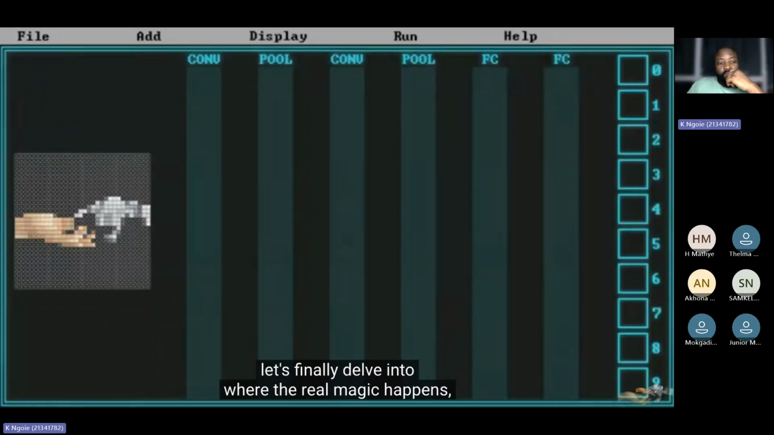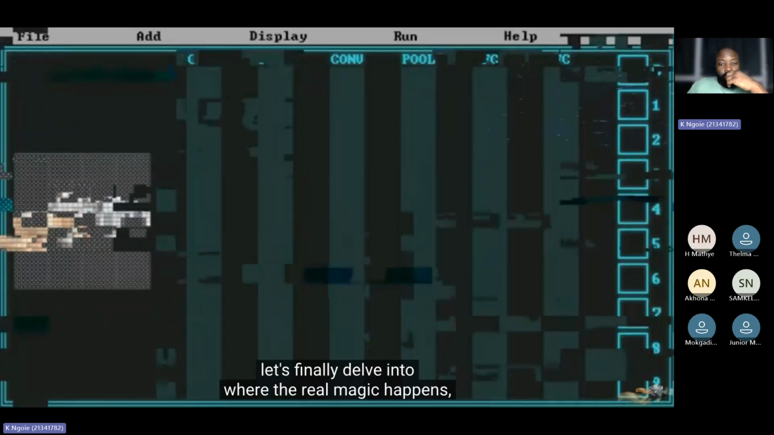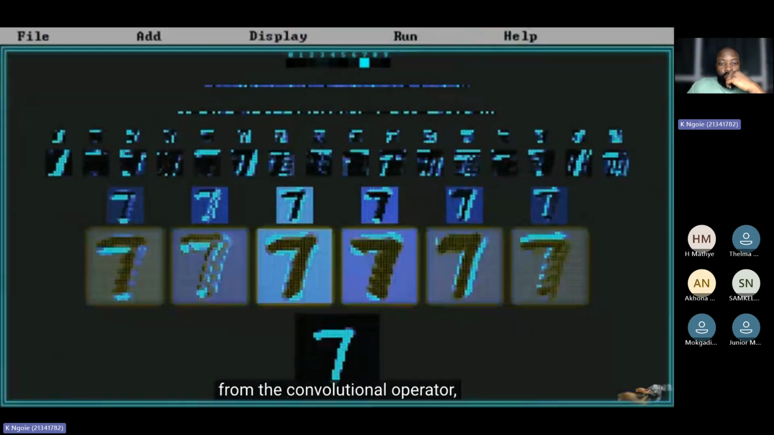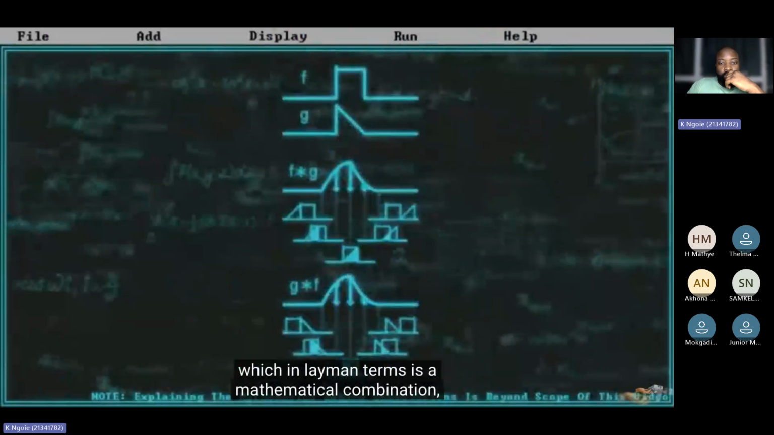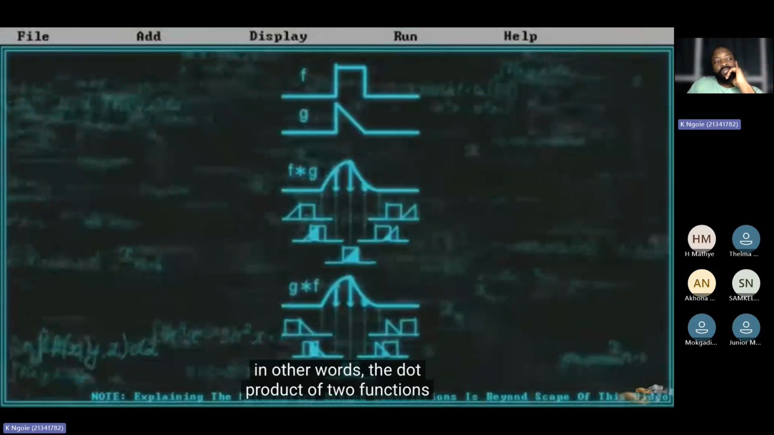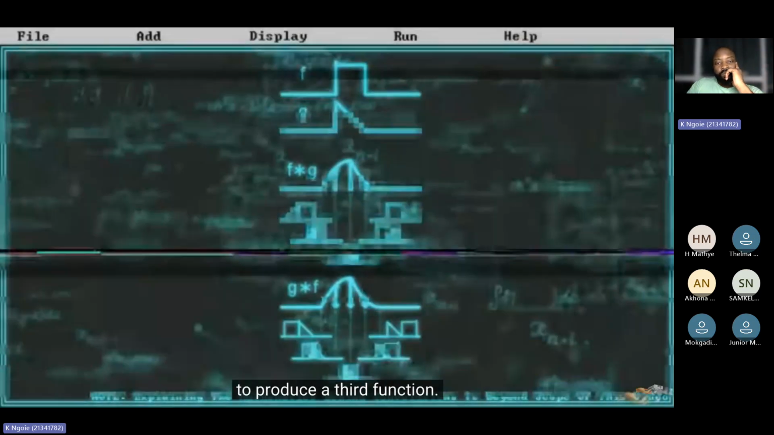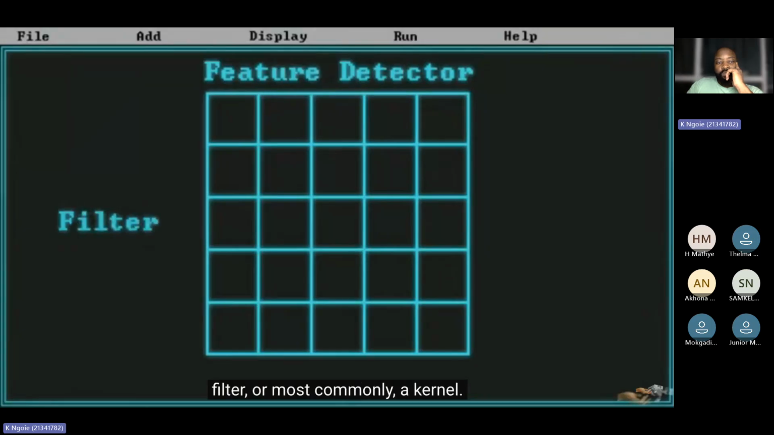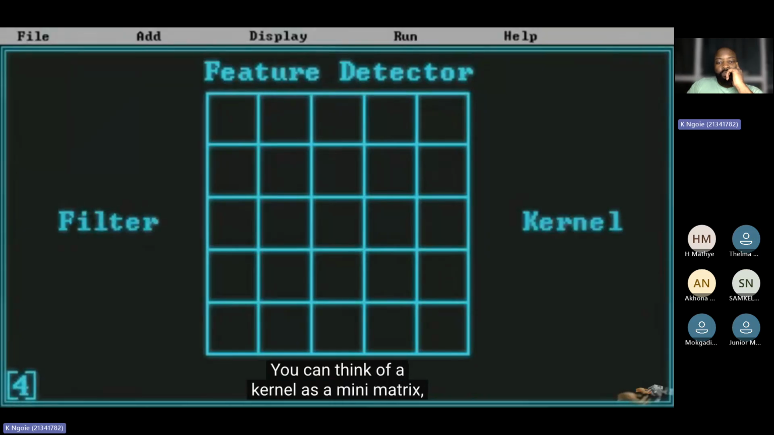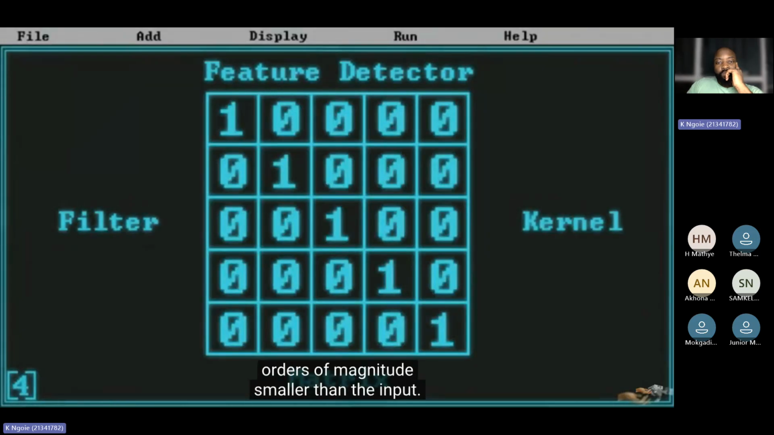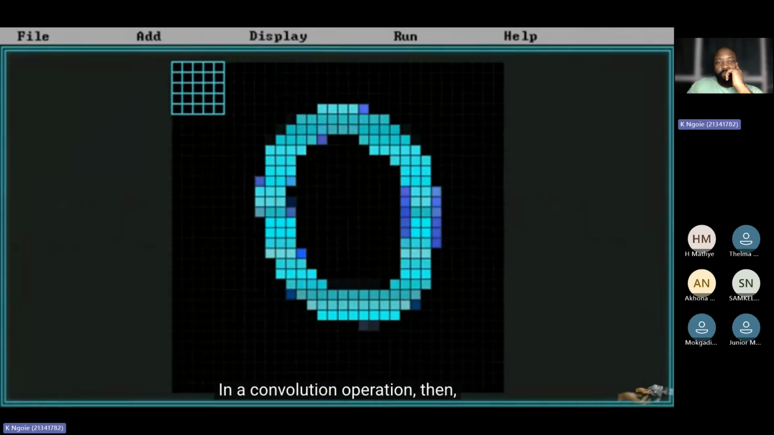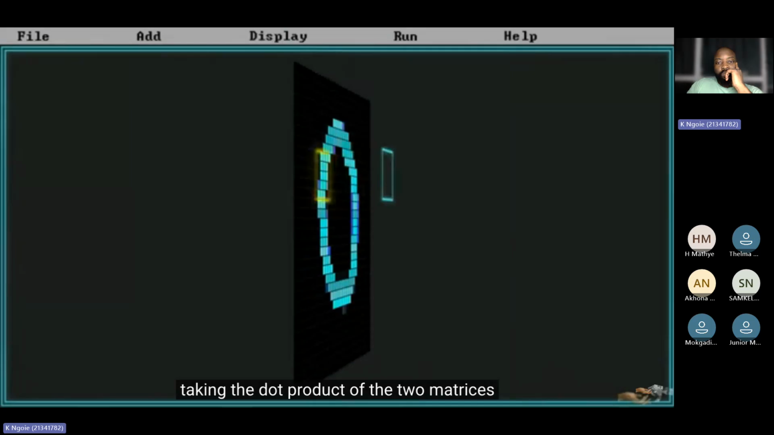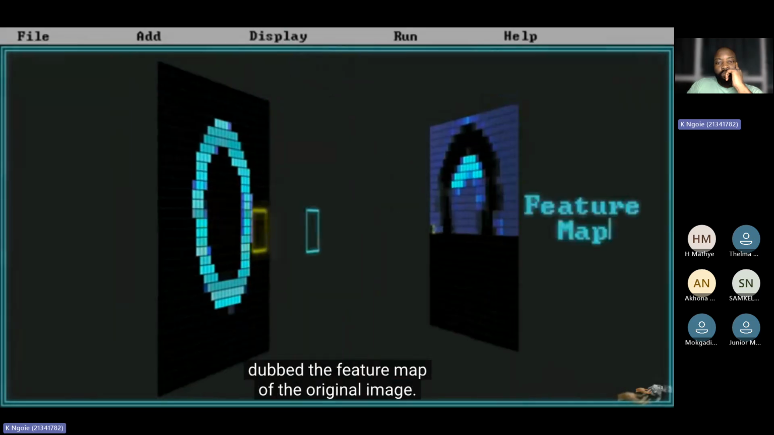where the real magic happens, the convolutional layer. As you can assume, this layer and the network as a whole get their names from the convolutional operator, which in layman terms is a mathematical combination, in other words, the dot product of 2 functions to produce a third function. In CNNs, this operation is implemented in what is referred to as a feature detector, filter, or most commonly, a kernel. You can think of a kernel as a mini matrix, orders of magnitude smaller than the input. In a convolution operation, then, the kernel moves across the input image, taking the dot product of the 2 matrices and then saving the values to a new matrix, dubbed the feature map of the original image.